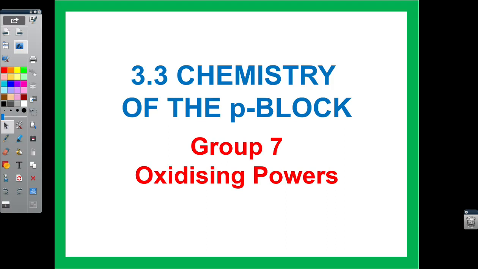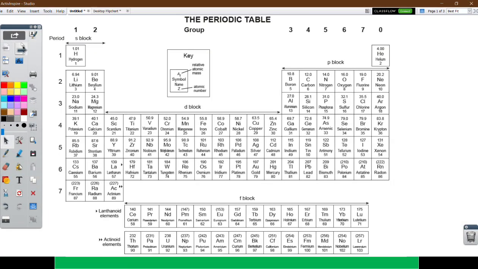In this video in our Chemistry of the P-block series, we're going to be looking at group 7 of the periodic table and focusing specifically on the oxidizing powers of the elements in that particular group. Before we jump into this though, I thought it might be useful for us first of all to remind ourselves of what we already know from GCSE and our AS work on group 7 elements.